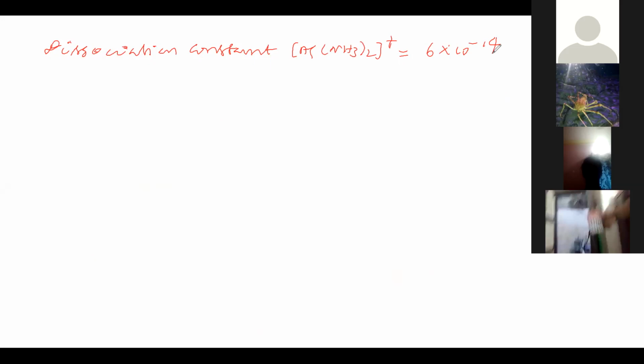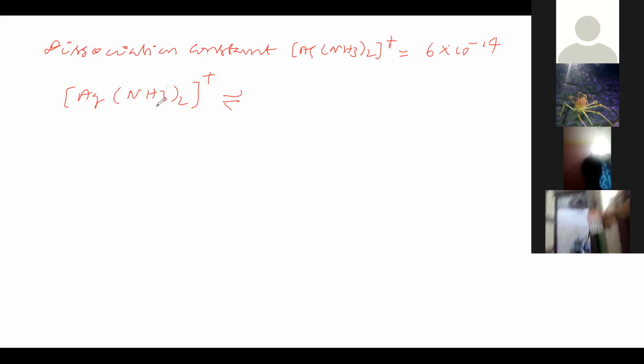Okay. Now, the dissociation of this complex we'll see. This complex is undergoing dissociation, so it is a reactant. We have to write it on the left side. Here, the complex which is undergoing dissociation, we have to write on the left side.